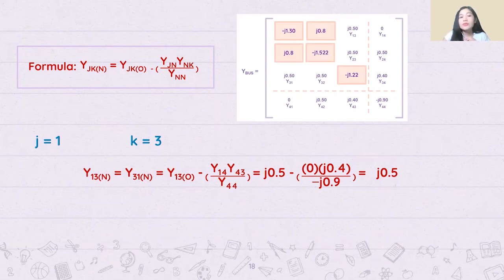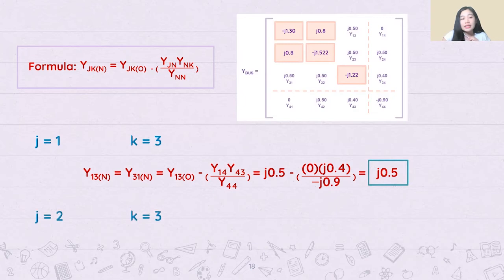Hindi kayo mawawala. So, y sub 1,3 is equivalent to our old y sub 1,3 minus y sub 1,4 times y sub 4,3 all over y sub 4,4. Substituting that, that's equivalent to j 0.5 minus ang ating 0 times j 0.4 all over negative j 0.9, arriving to an answer of j 0.5. So that's the new value of y sub 1,3 and y sub 3,1.